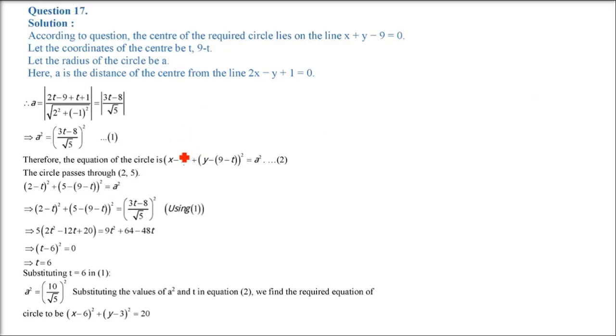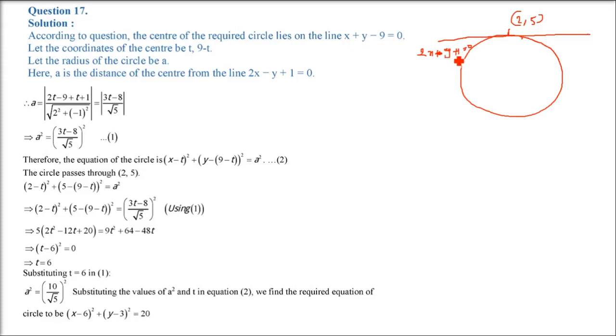Now, if the line 2x minus y plus 1 equals 0 touches the circle at the point 2, 5, and the center of the circle lies on the line x plus y minus 9 equals 0, find the equation of the circle. So there is a circle and there is a line which touches it. I'm just giving you an idea. This line is touching at 2, 5 and the line equation is also given: 2x minus y plus 1 equals 0. This is our first condition.